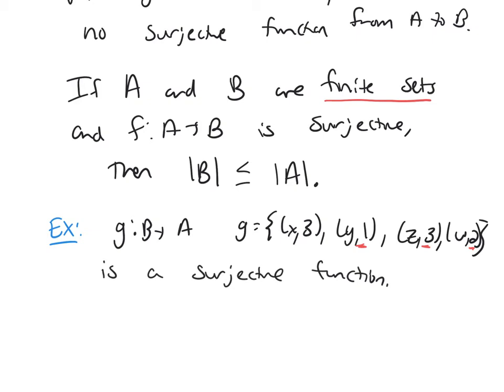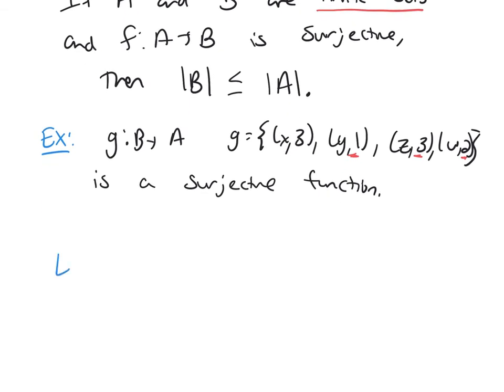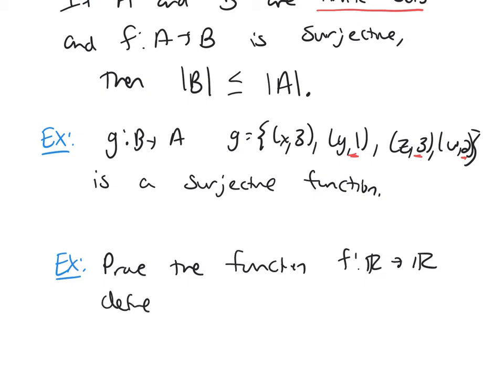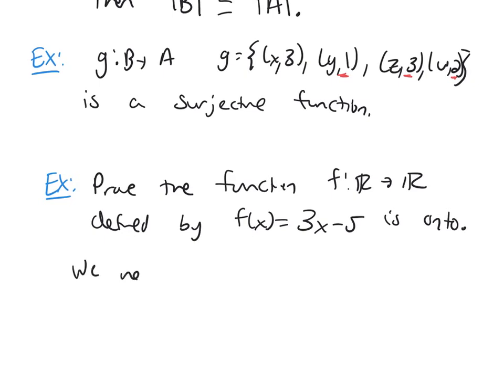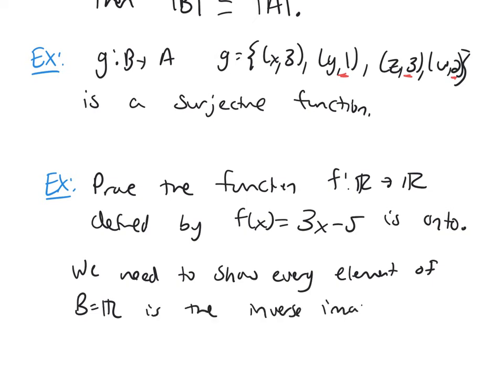So we're going to look at one final example here. And I want you to prove the function f from R to R defined by f of x equals 3x minus 5 is onto. So what do we need to do? We need to show every element of our set B, which is R, is the image of some element in the domain R.